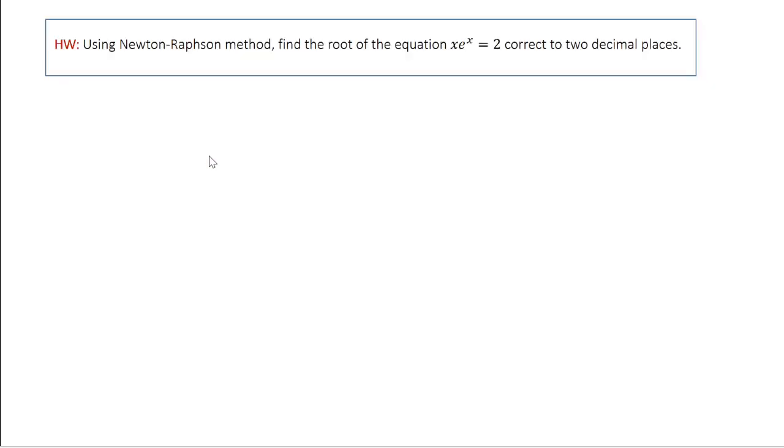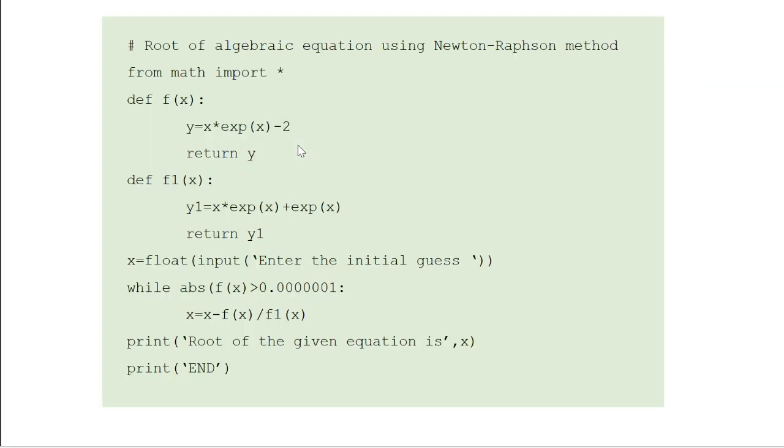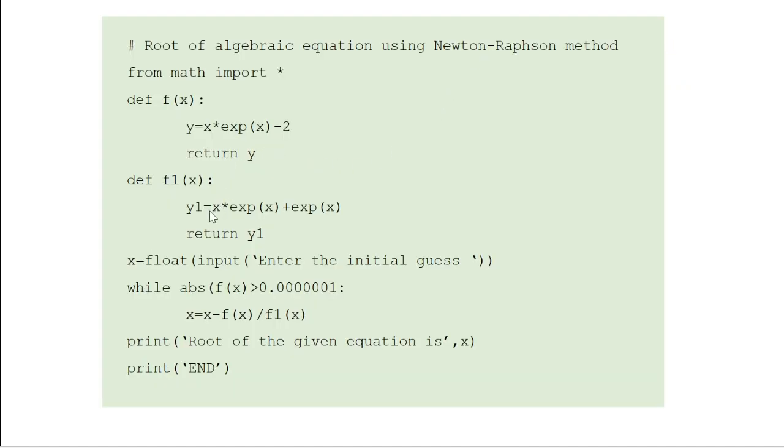Now if you look at the equation, I also need to find the derivative, right? So I'm going to define the derivative as fn of x. And what is the derivative of x e to the power x minus 2? The derivative of 2 is 0, so you only need to bother about the derivative of the first term. This is going to be x e to the power x plus e to the power x, right? So I define y1 equal to x into exponential x plus exponential x, then I return y1. So f of x and f prime of x are both defined.